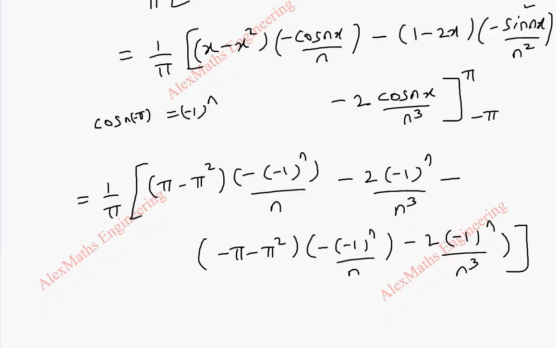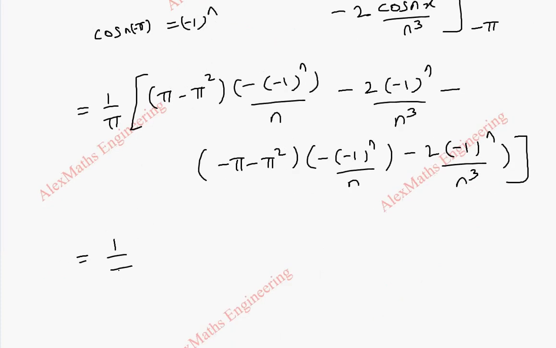Now this is 1 by pi, and we can take minus 1 whole power n common throughout. There is a minus sign which is multiplied here. So minus pi plus pi square by n.